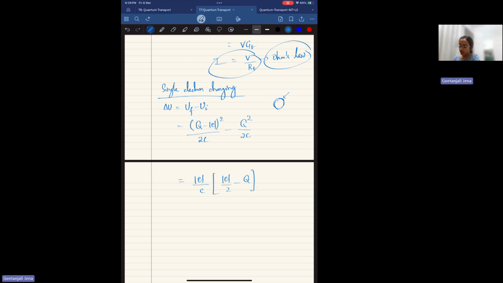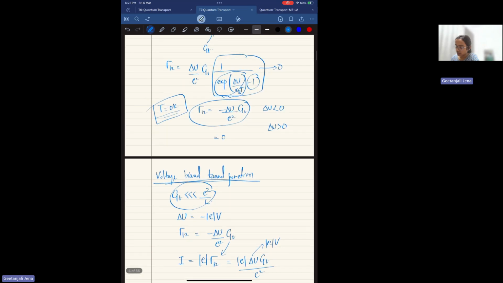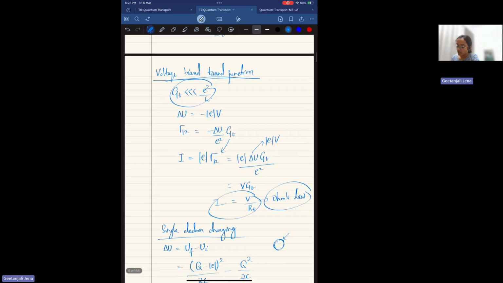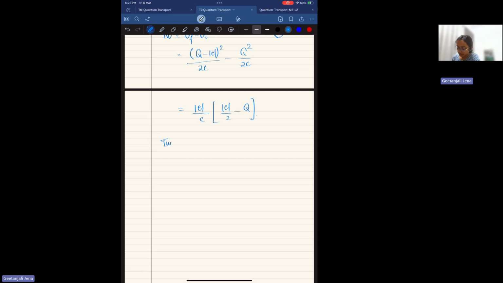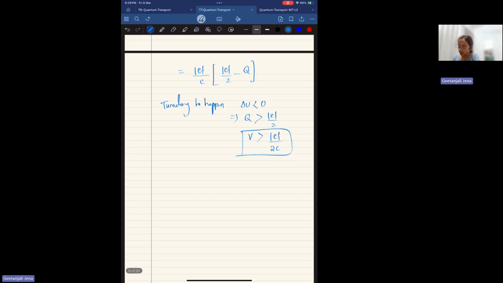For tunneling to happen, we have seen before that the delta U should be negative. So tunneling will happen when this delta U is negative, or Q should be greater than mod E by 2, or in terms of voltage, we can write V should be greater than E by 2C. So from this condition, we see that below this limit E by 2C, the tunneling current will be 0.